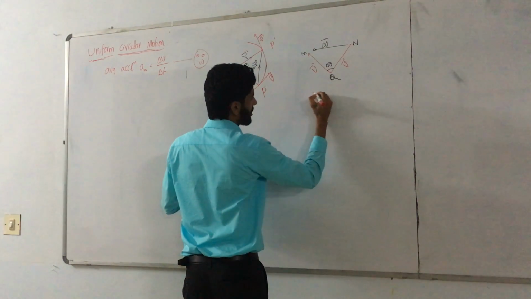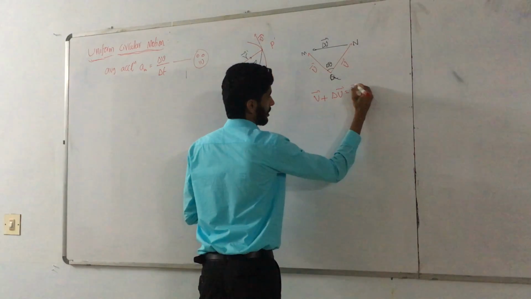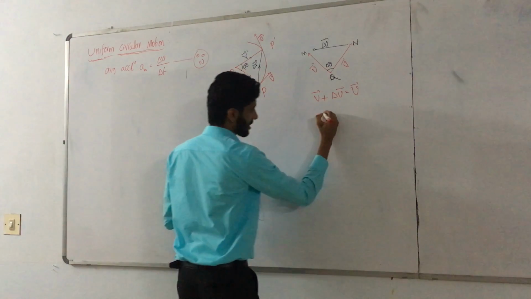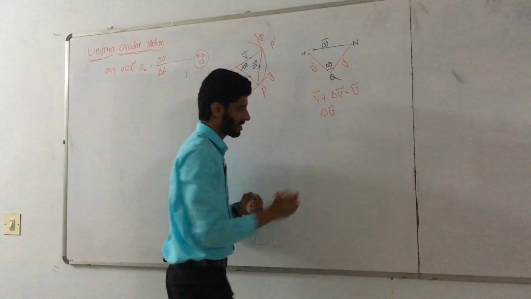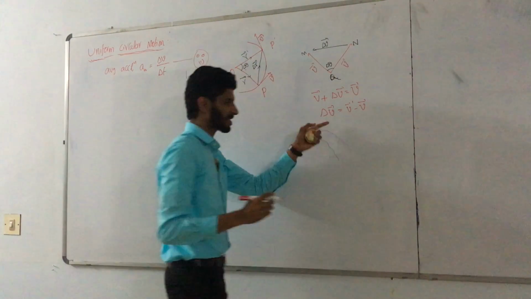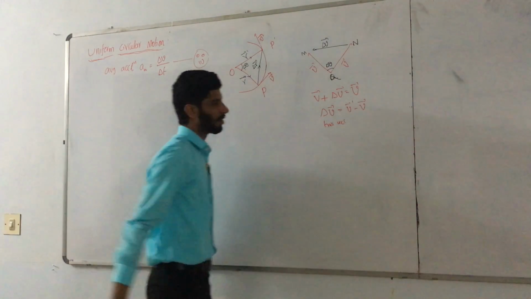So I mean to say that V vector plus delta V vector is equal to V dash vector, because this is in reverse order, and these two are in the same order. But I want delta V, the change in velocity, which is equal to V vector dash minus V vector. This is just by the triangular law of vector addition. That's not a problem here.